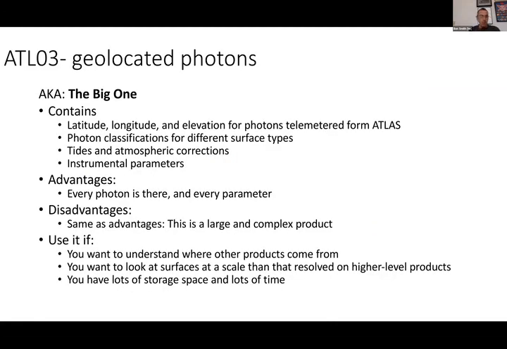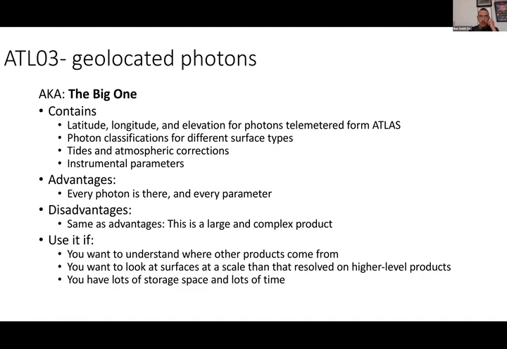So the first product that I think people might need to look at is ATL03, the geolocated photons. This is the big one. It's a huge product that contains an amazing amount of information. The main things that I think people will be interested in looking at are latitude and longitude and elevation. But the other thing that you might miss on a first glance is the photon classifications, which tell you what an algorithm that's specific to each surface type thinks might be the surface out of all of those noise photons.